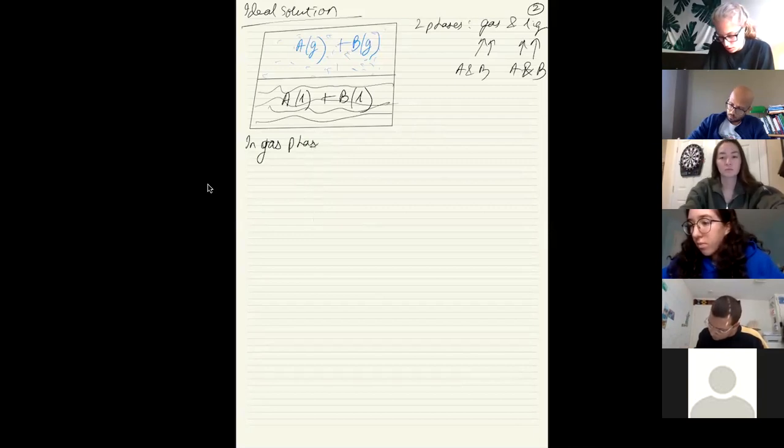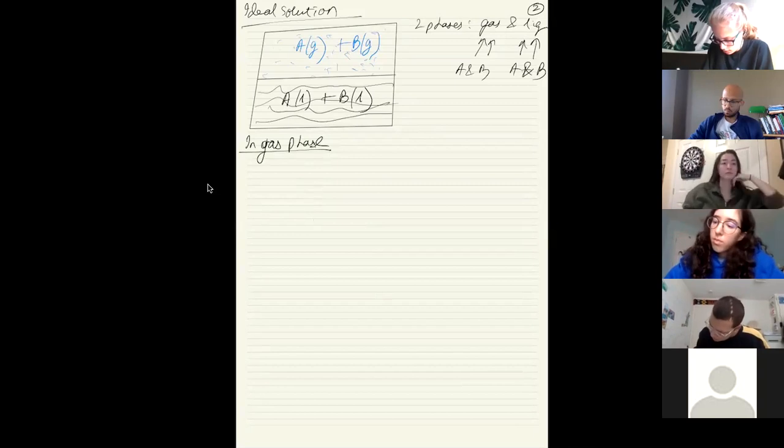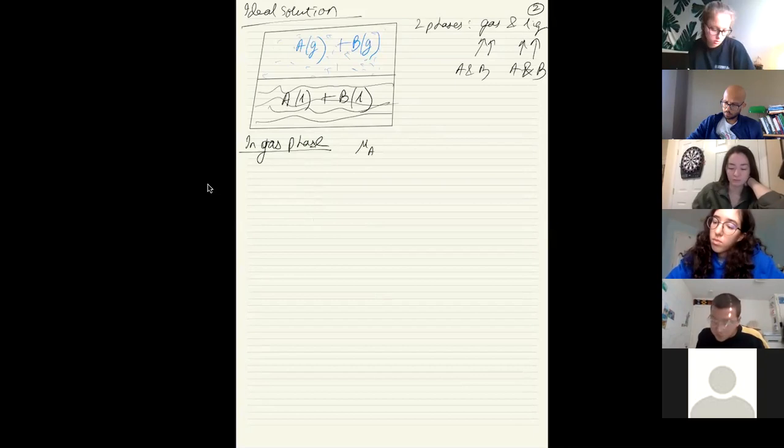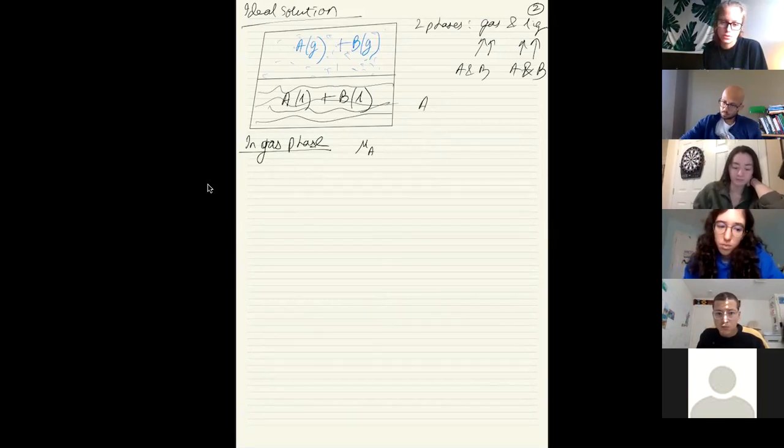In gas phase, what can we say about the chemical potential of A and B, both ideal gases? So what does that mean?